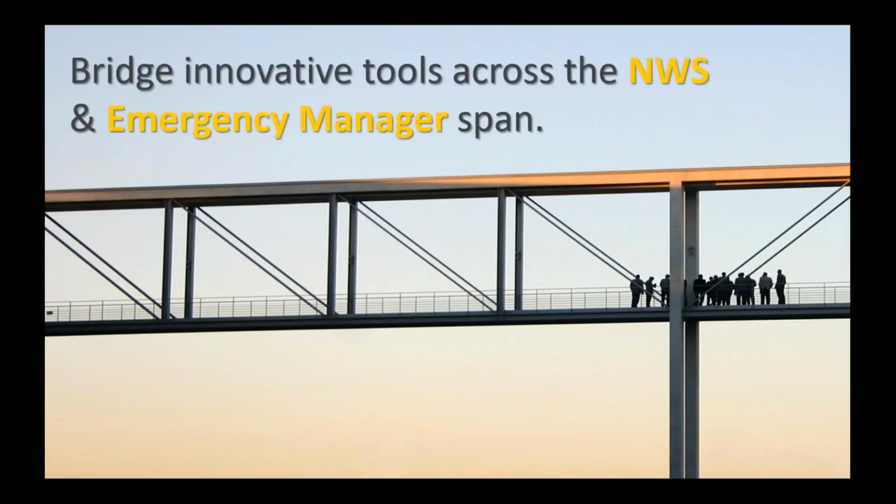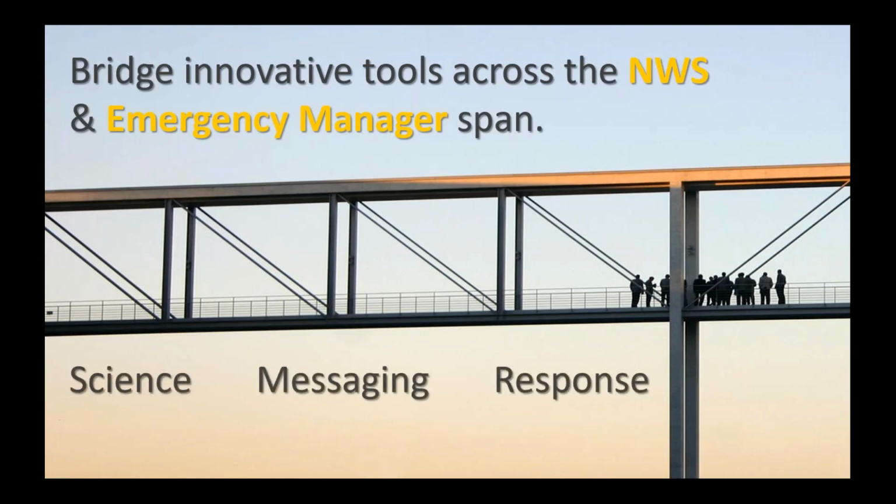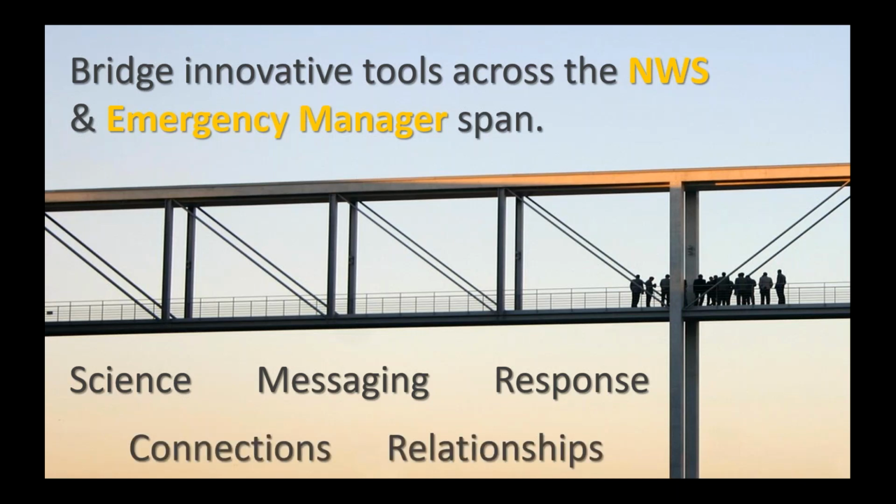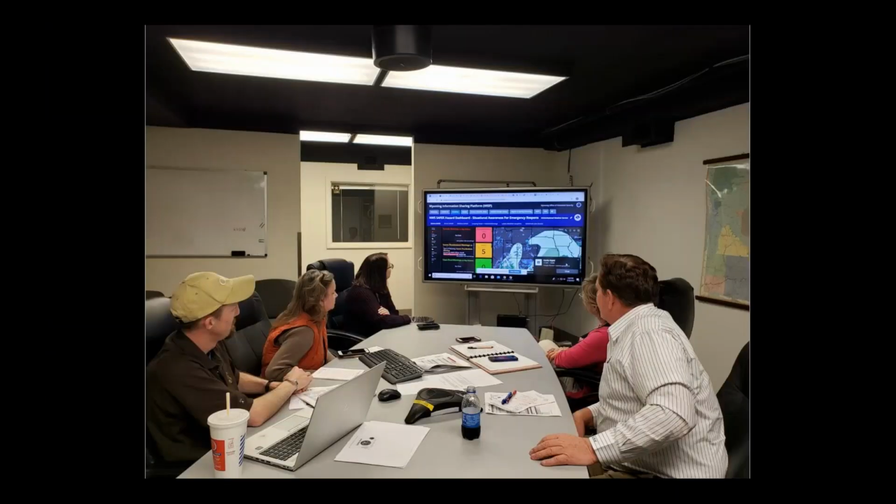So essentially, we're all here as an agency to bridge these innovative tools across the Weather Service and emergency management span. The science is critical. It starts there, of course, and then we take that science and package it into the multiple ways of messaging that we already do, so that we can then shape or help shape the response that might occur to help mitigate any potential impacts through the connections and relationships that we establish as an outreach aspect, from a local aspect through region to the national level.